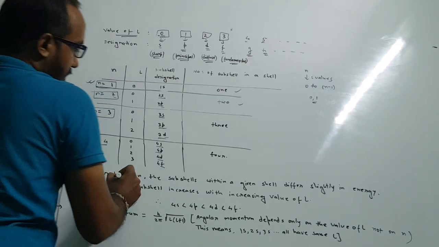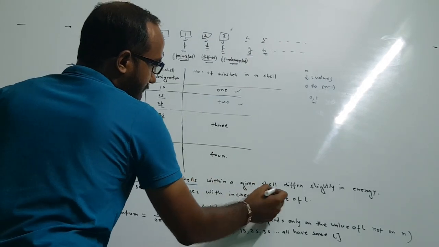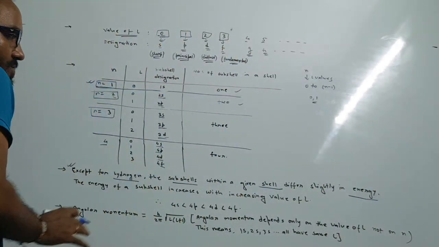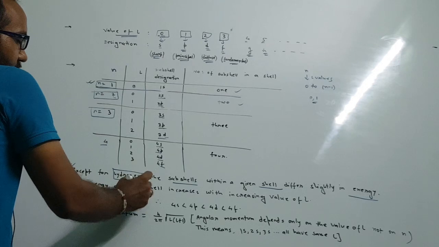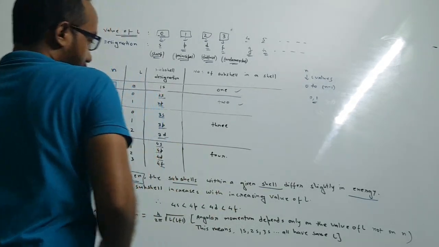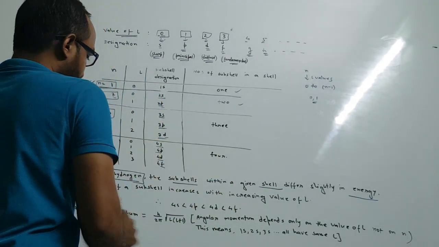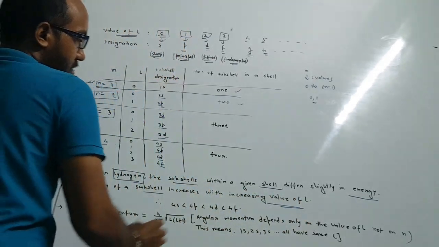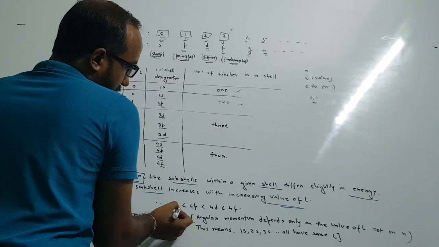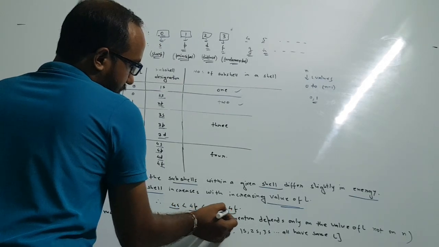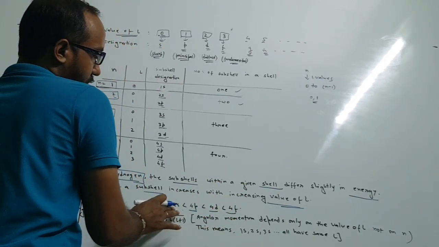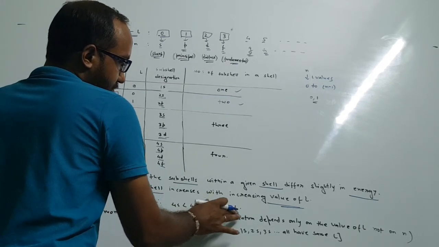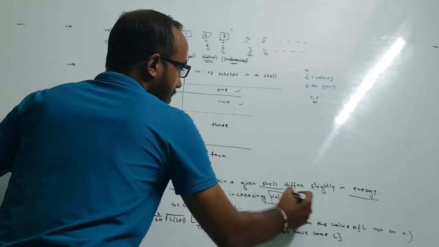Remember this: except for hydrogen, the subshells within a given shell differ slightly in energy. It is almost the same, but for all atoms and molecules other than hydrogen, the energy is slightly different. The energy of a subshell increases with increasing value of L. This is very important. We have 4s, 4p, 4d, 4f. 4s means the shell number is 4. So consider the increasing value of L.